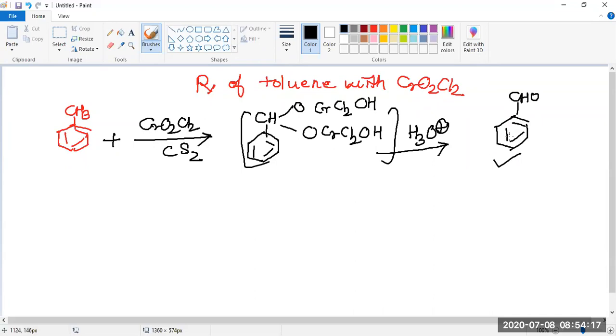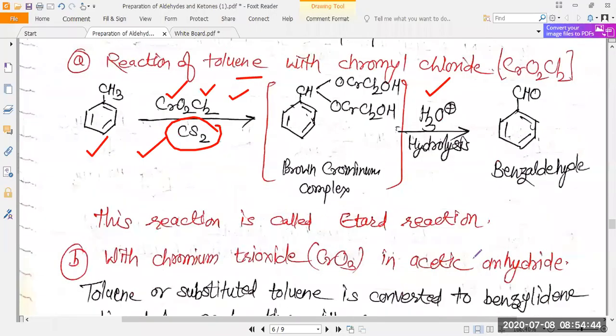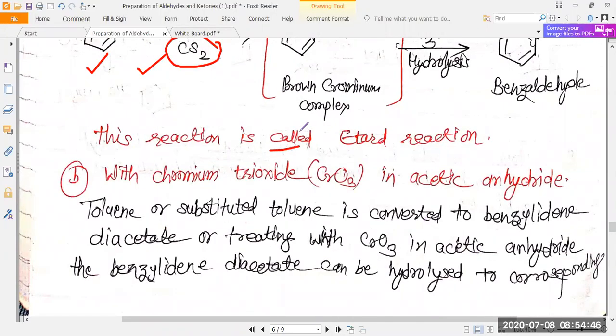So this is again a very important reaction, and this name reaction is called the Etard reaction. It is a name reaction. So I hope this reaction is also clear to you.